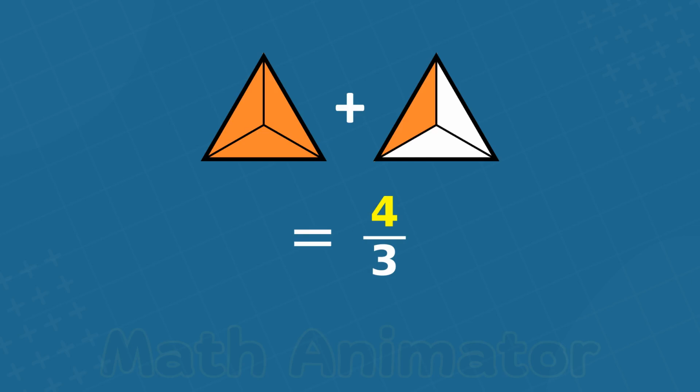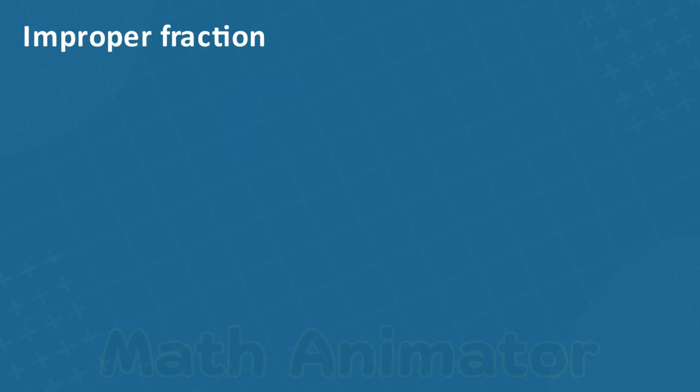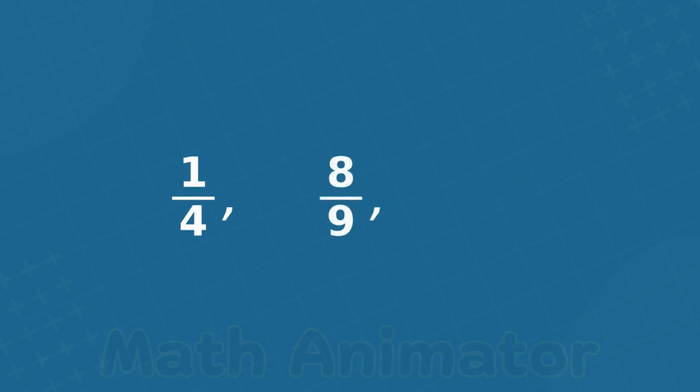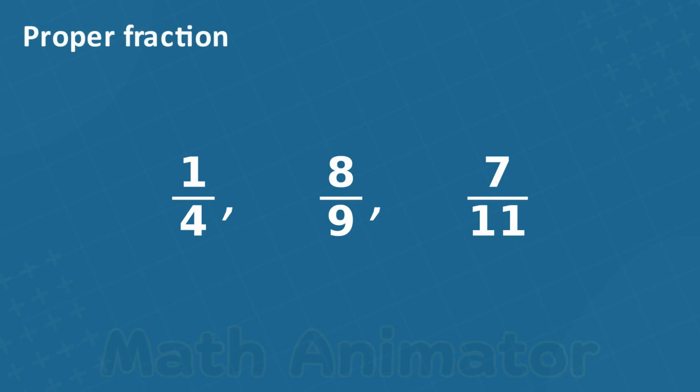Notice this fraction: the number 4 on the top is greater than the number 3 on the bottom. This kind of fraction is called an improper fraction. Here are 3 more examples of improper fractions. In each example, the numerator on the top is greater than or equal to the denominator on the bottom. When the numerator is smaller than the denominator, the fraction is called a proper fraction.